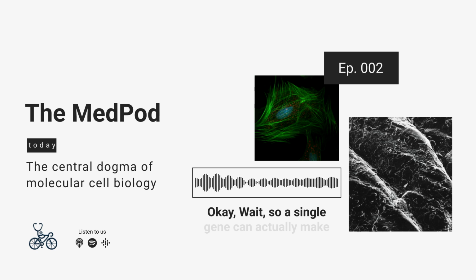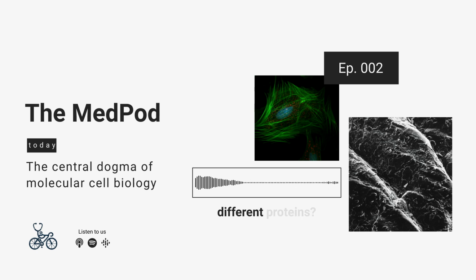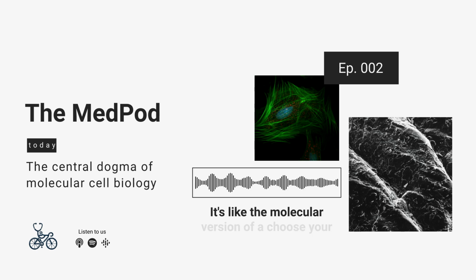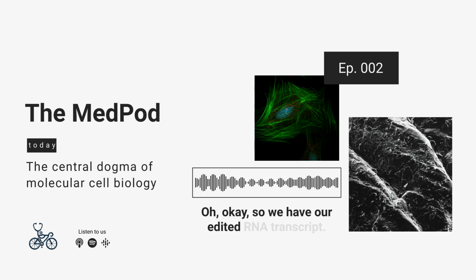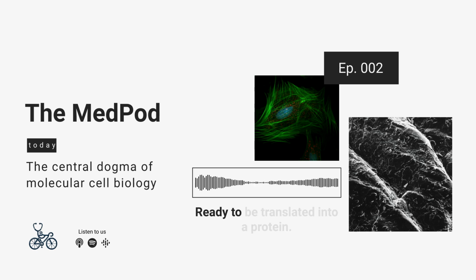Okay, wait. So a single gene can actually make different proteins. It can. It's wild. That's really cool. It's like the molecular version of a choose your own adventure book. So we can get this huge diversity of proteins, even with a limited number of genes. Oh, okay. So we have our edited RNA transcript, ready to be translated into a protein. Ready to go. What happens next?